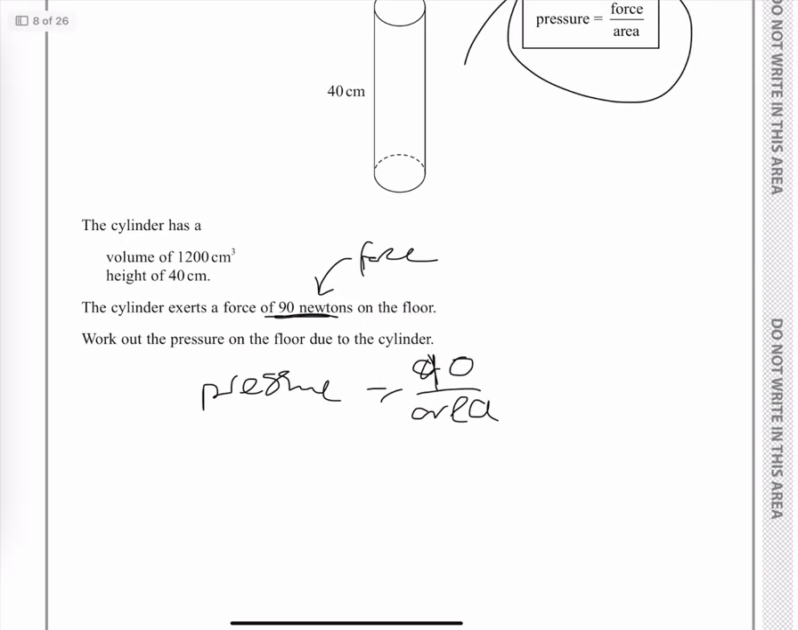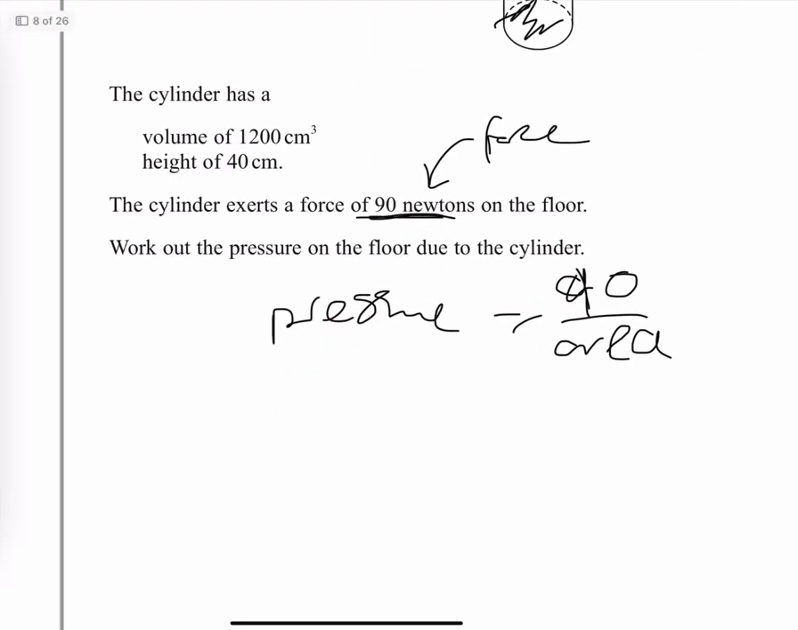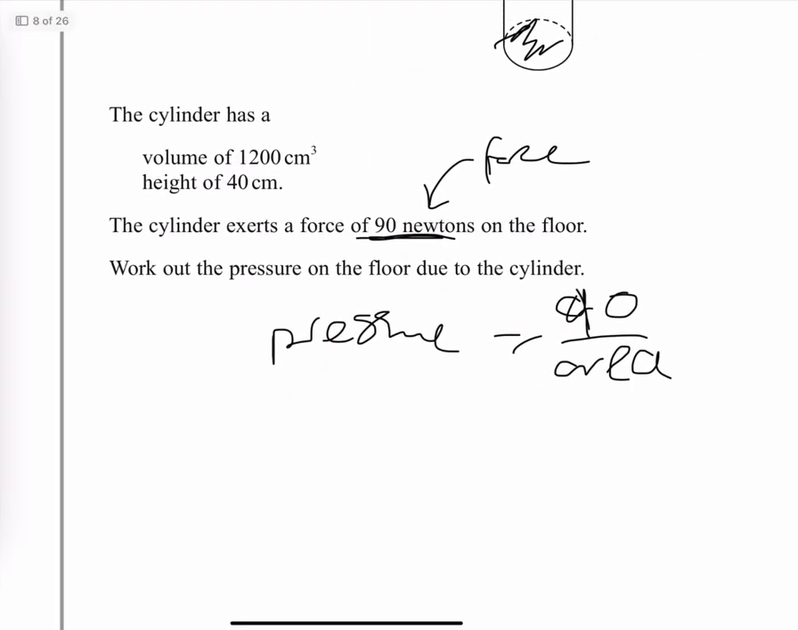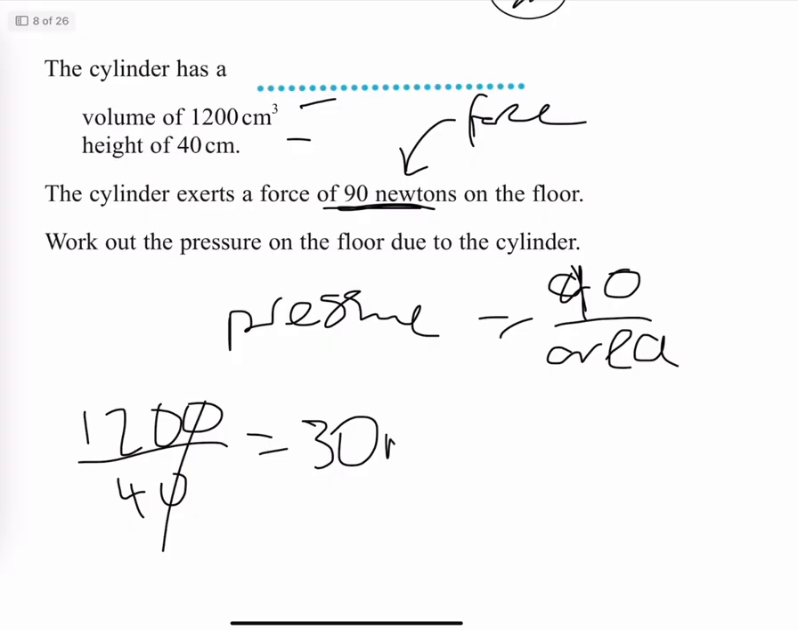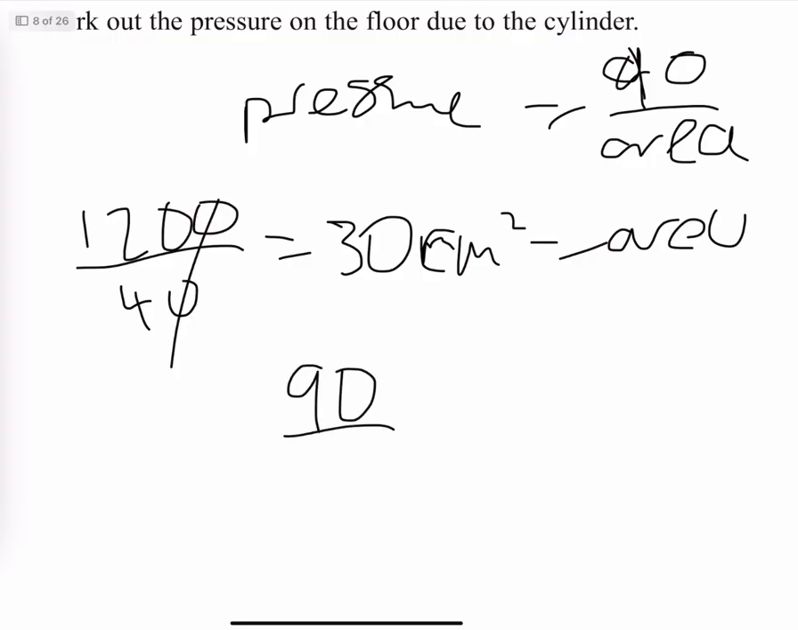Our area is this section at the bottom. So the height is one of the parameters. So if we take this one divided by that one, we should get what we're looking for. So 1200 over 40, that is 30 centimeters squared equals area. So 90 over 30 is 9 over 3 equals 3, and this is your pressure.